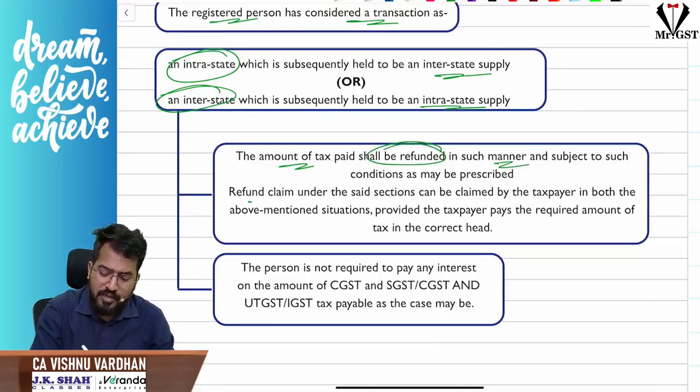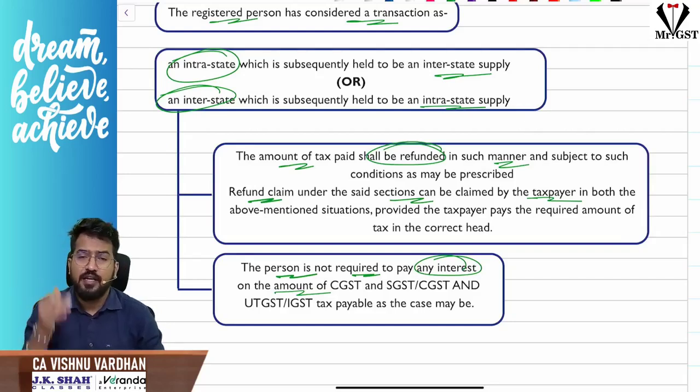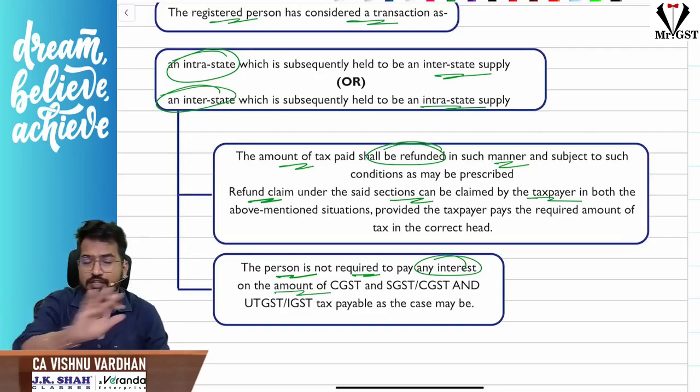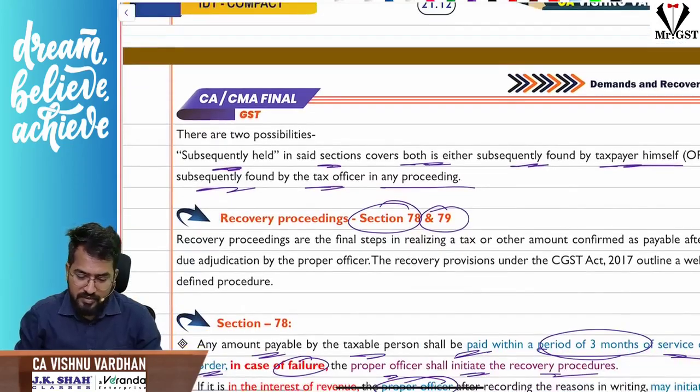The refund claim under this section can be claimed, and the person is not required to pay any interest on the actual amount. Simple, you have to pay CGST and SGST, you have paid IGST. Claim the IGST refund, and pay the actual CGST and SGST liability, and there is no interest on such payments. That is the point. Section 77. Simple.